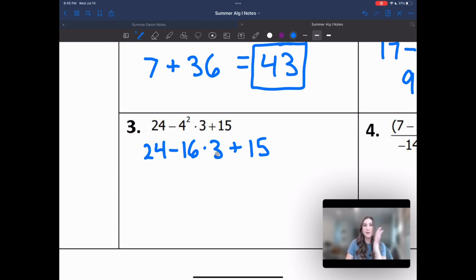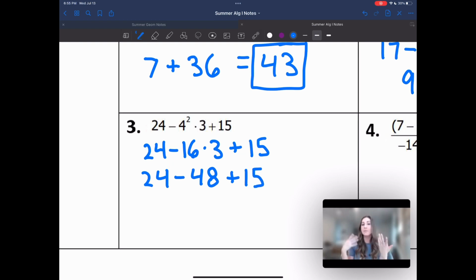Okay, keep thinking about PEMDAS and what would happen next. So next after exponents is going to be multiply or divide, but we only have multiplication here. Okay, so we're going to do 16 times 3, and that is going to give us 48. So I'm going to bring down 24 minus 48 plus 15.